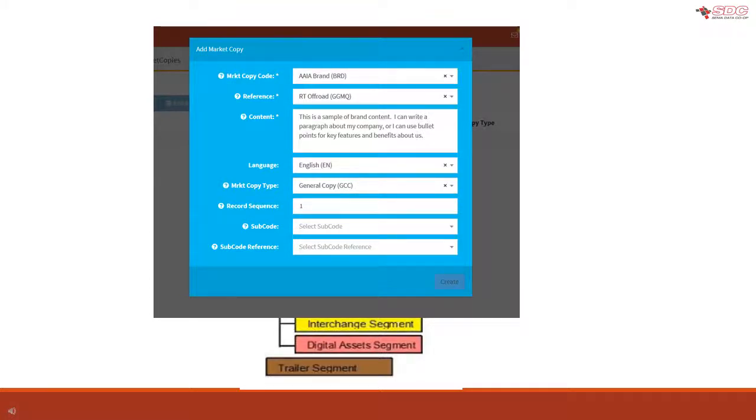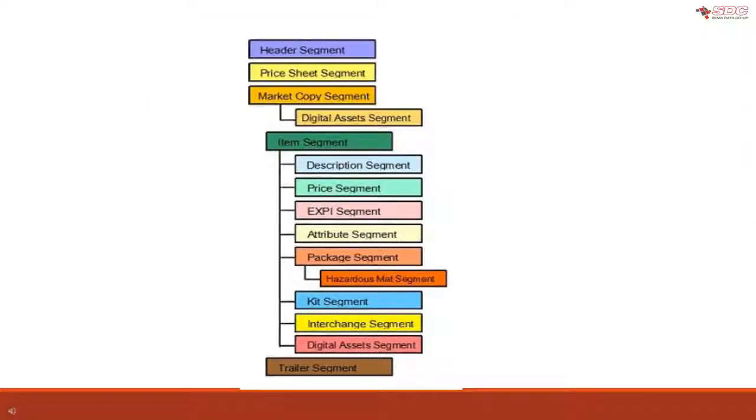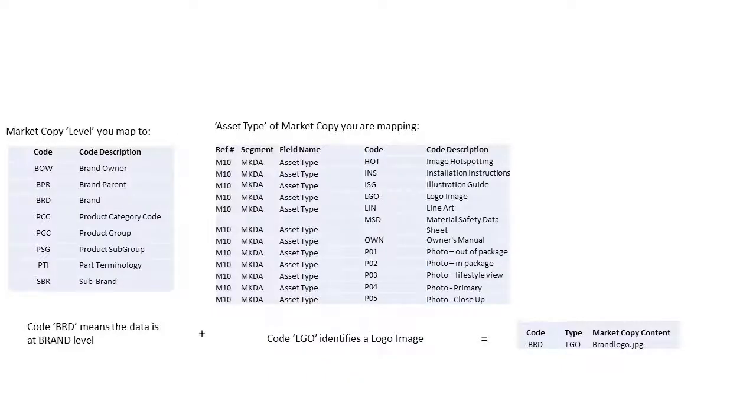As an example, in market copy, you'll see that there's a digital asset segment right below it, so the fourth one down on your screen. So you can use this to send, say, your company logo. So you could identify your brand by its logo, or your company by its logo there in the market copy segment. So you wouldn't have to necessarily have all of that information, that logo sent at an item level.